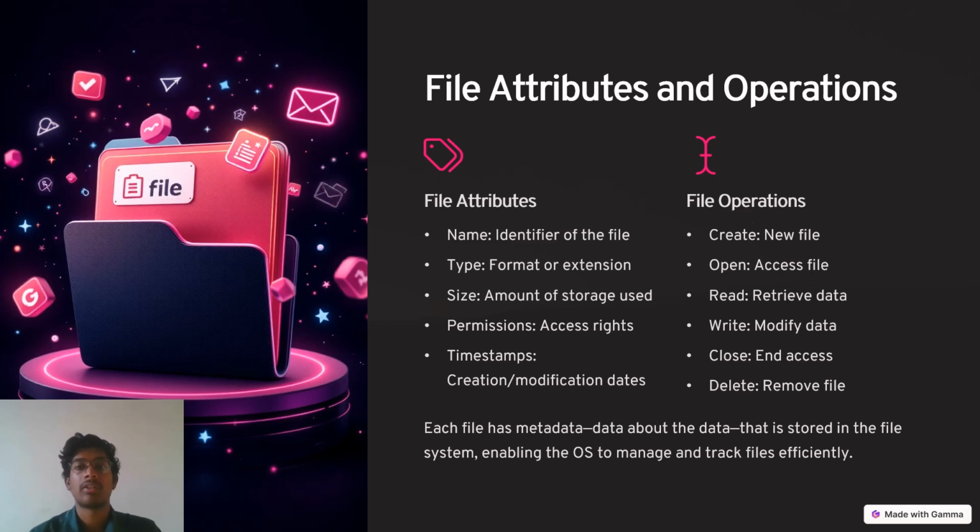File attributes and operations. File attributes are: name, the identifier of the file; type, the format or extension; size, the amount of storage used; permissions, access rights; timestamps, creation and modification dates. And file operations: create, a new file; open, access the file; read, retrieve data; write, modify data; close, end access; delete, remove the file. Each file has metadata, data about the data stored in the system, enabling the OS to manage and track the files efficiently.